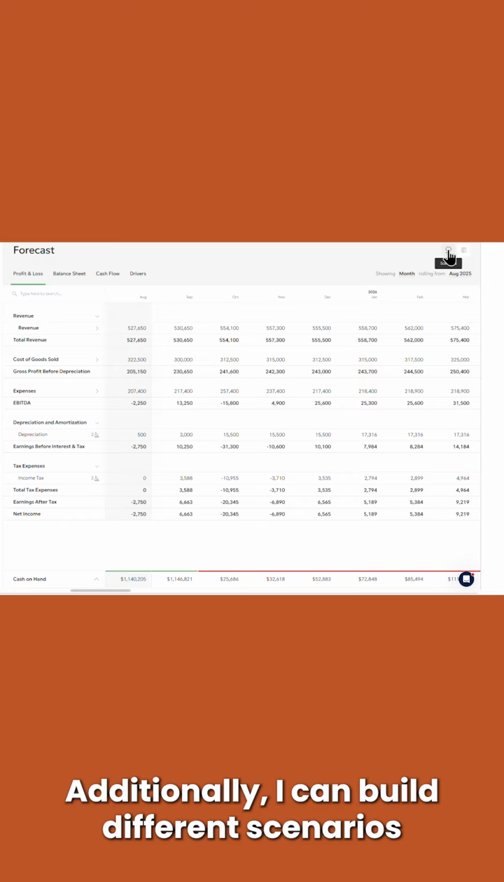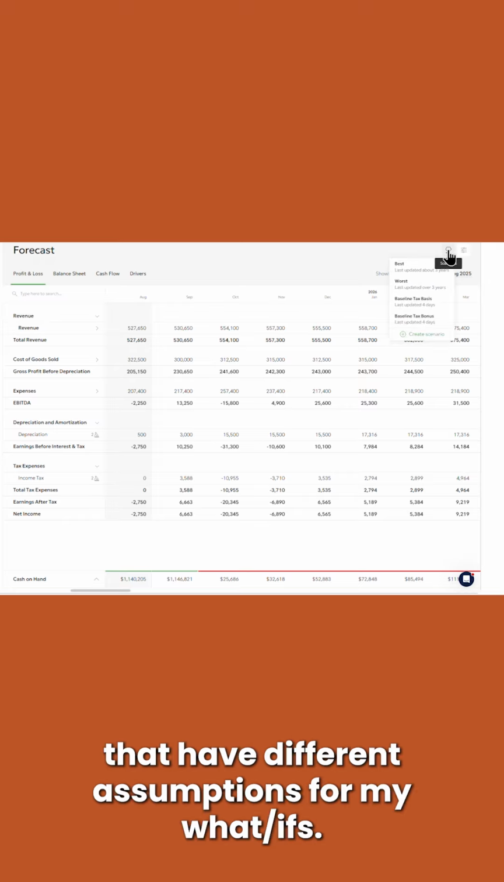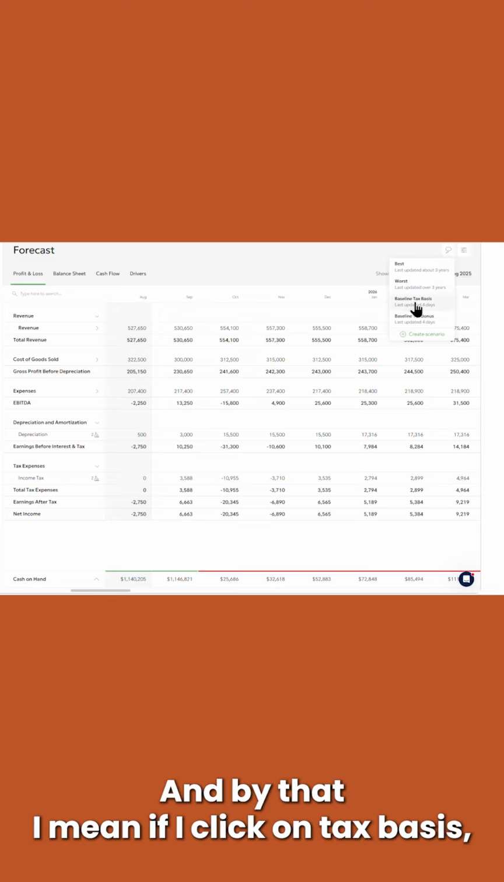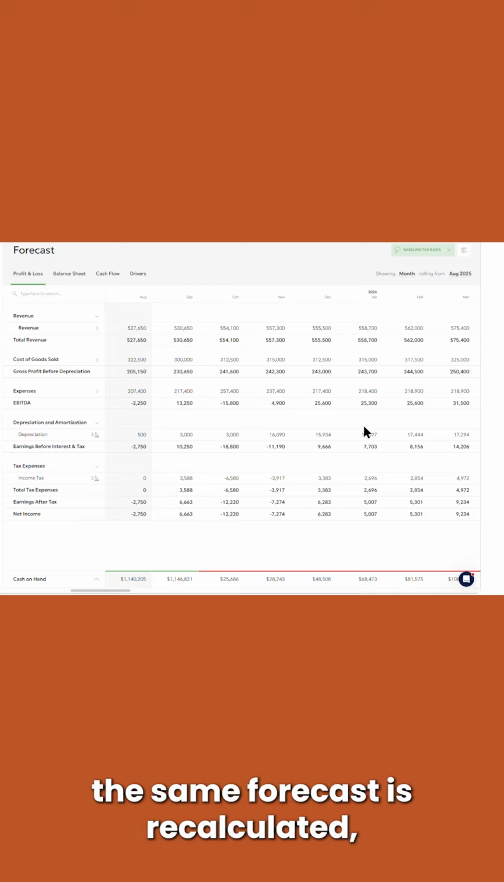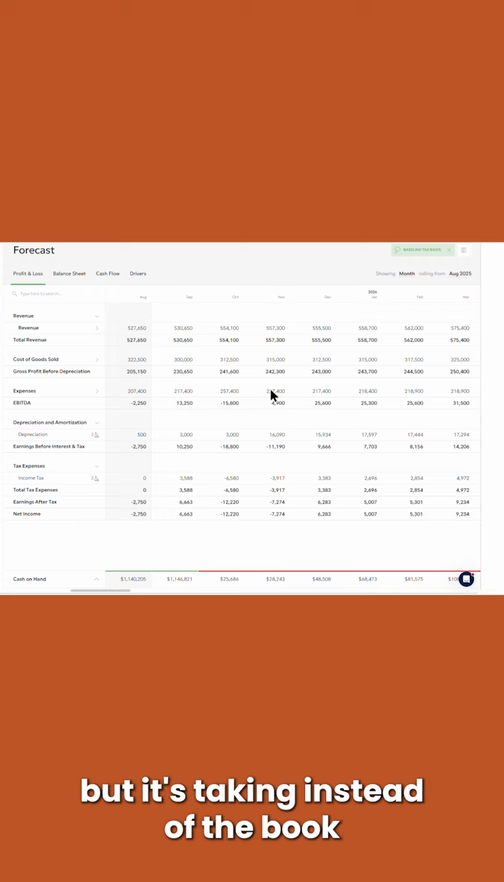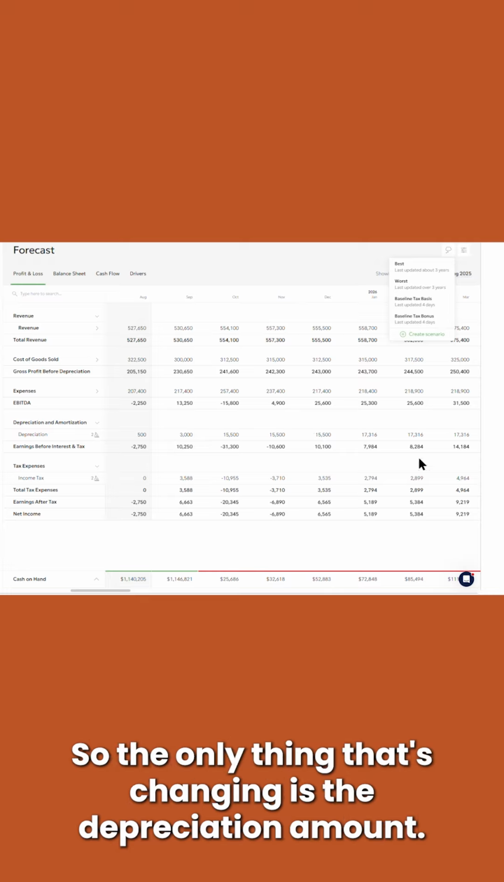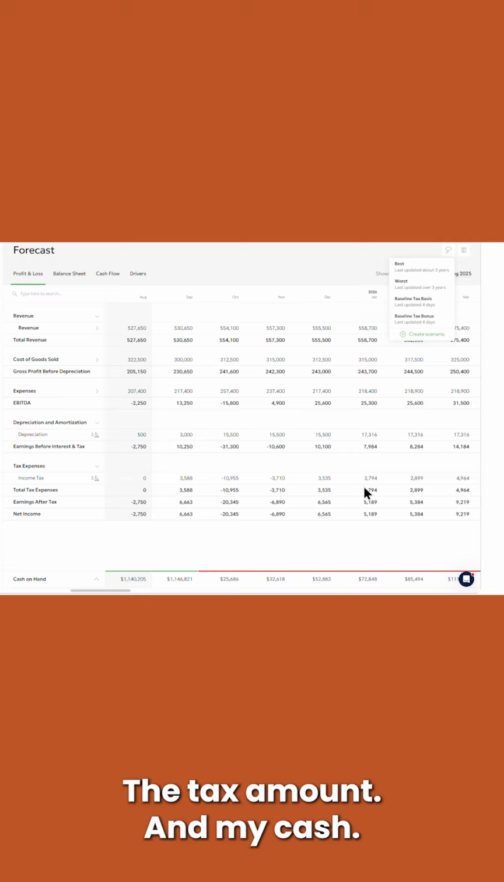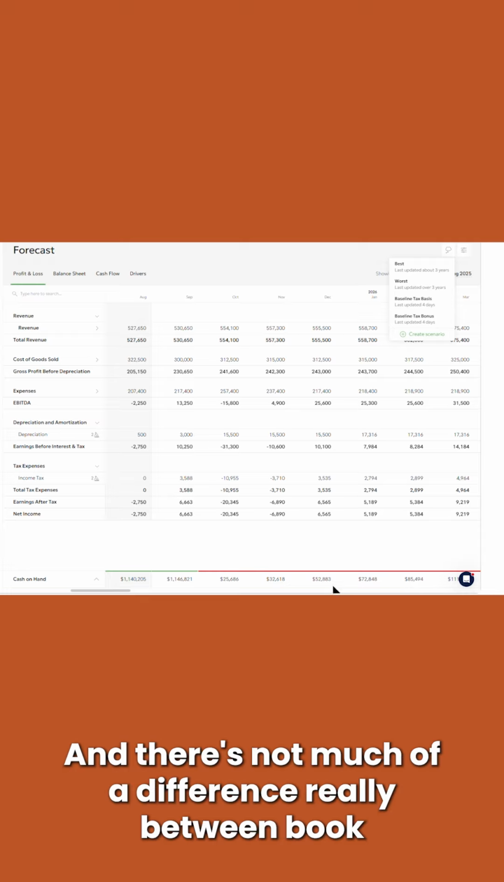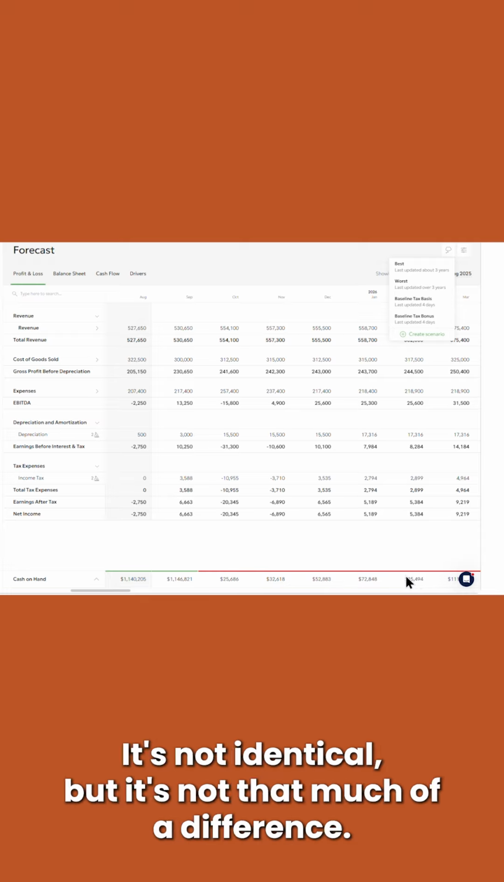Additionally, I can build different scenarios that have different assumptions for my what ifs. And by that I mean if I click on tax basis, the same forecast is recalculated, but instead of the book depreciation, it's using the standard baseline book depreciation. So the only thing that's changing is the depreciation amount, the tax amount, and my cash. And there's not much of a difference really between book versus traditional tax depreciation. It's not identical, but it's not that much of a difference.